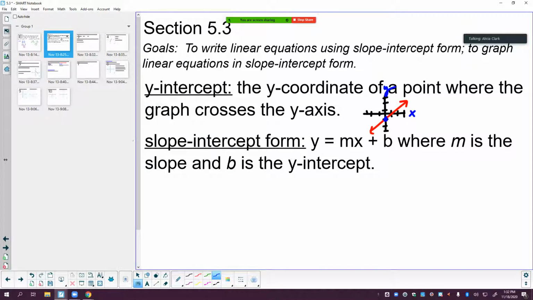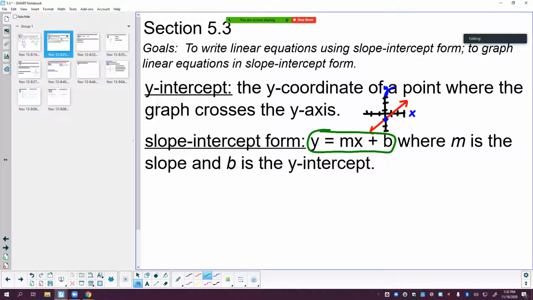Now, we're going to talk about slope-intercept form. y equals mx plus b. Might be something that you are familiar with and heard before, maybe not. y equals mx plus b is a form of a line. So m and b are both numbers. They're representatives of numbers. So m represents the slope.